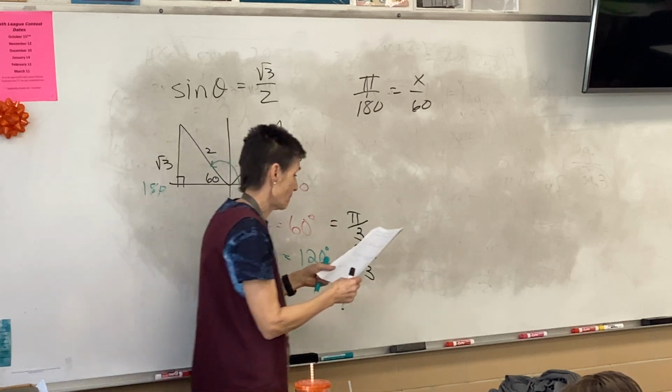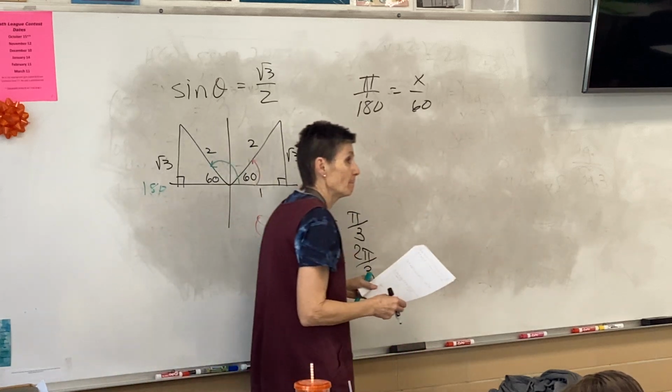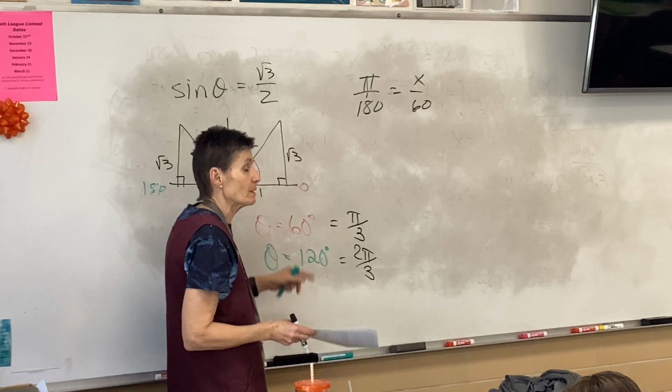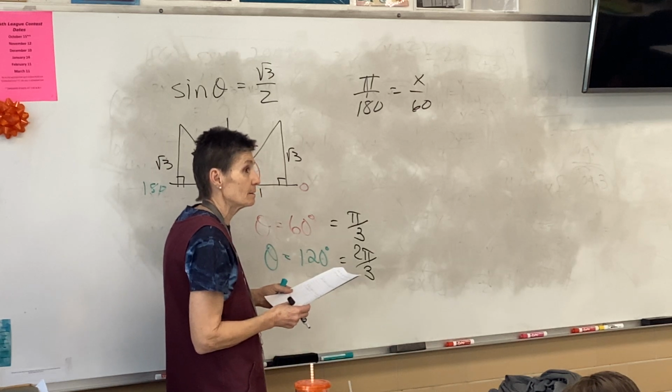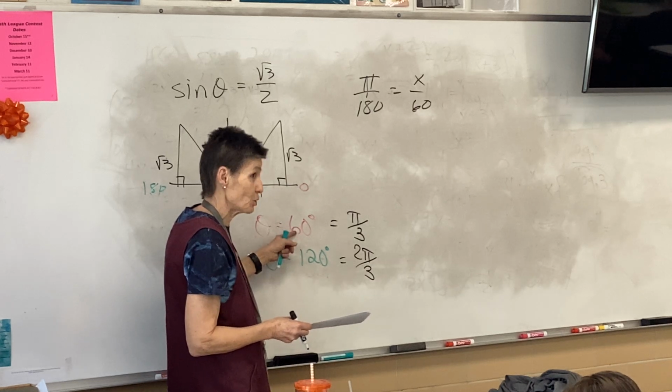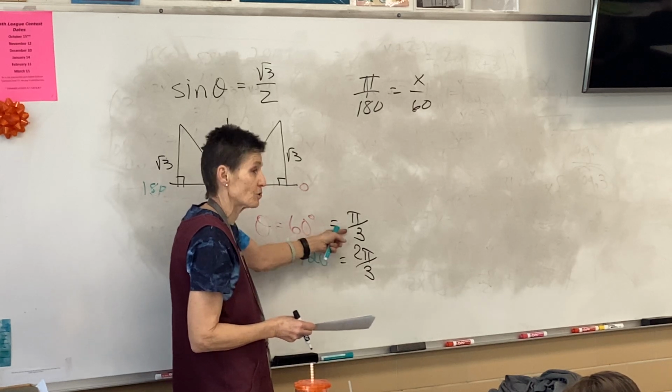All right, Ronan? Where'd you get the 3 for the denominator? You divide 180 by 3. 1/3 of 180. And it's the same for 120 as well. 60 times 2 is 120, so I just took 2 times that.